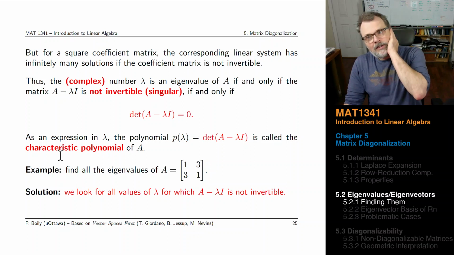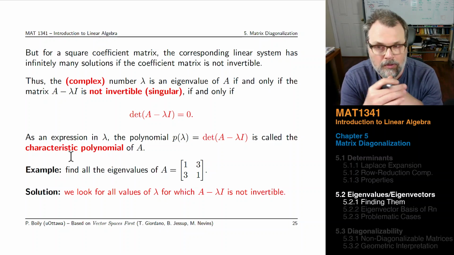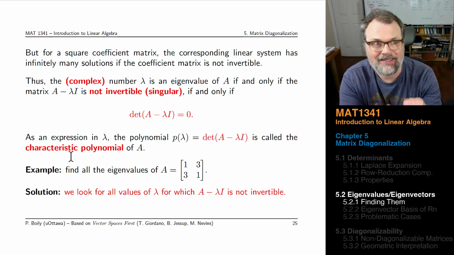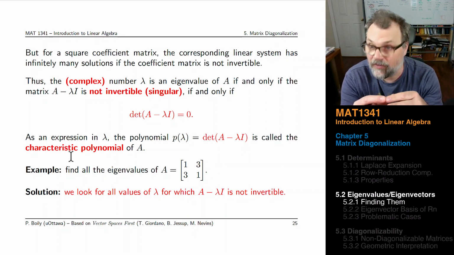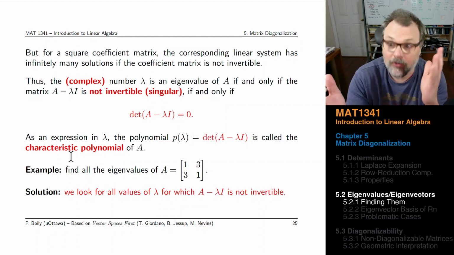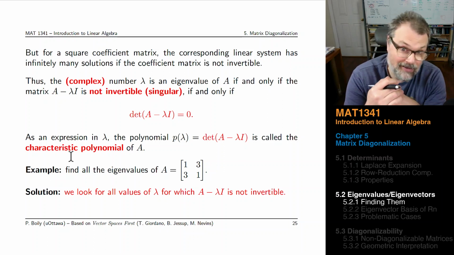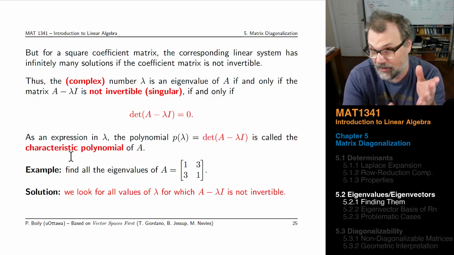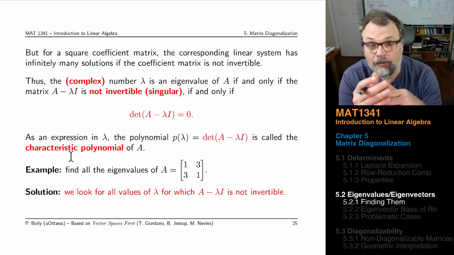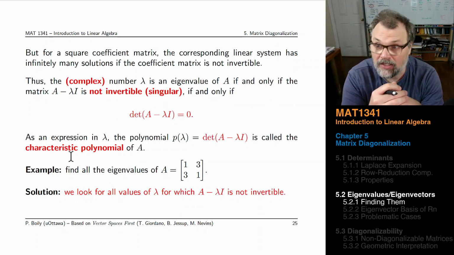If you look at a system of n equations and n unknowns, you know the system has infinitely many solutions if the coefficient matrix is not invertible, right? Because if the coefficient matrix is invertible, if you write A times x is equal to 0, and A is invertible, then you'll be able to multiply both sides on the left by A inverse, and you'll get x is equal to 0. So in order for you to have an eigenvalue, you need a system that has infinitely many solutions. In particular, the coefficient matrix has to be not invertible.